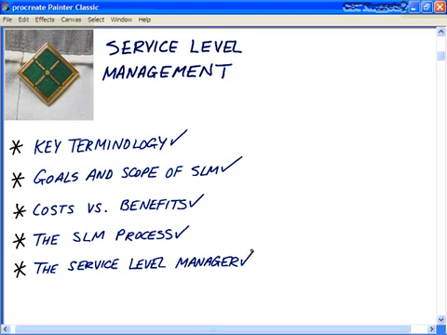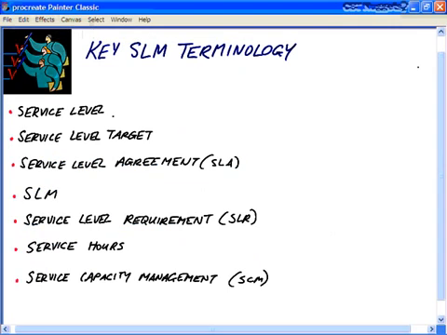On several occasions throughout this Nugget series, I've referred to service level agreements and service levels. What we're going to do here is look at some key terminology that you really need to know for the ITIL Foundations exam as it relates to service level management.